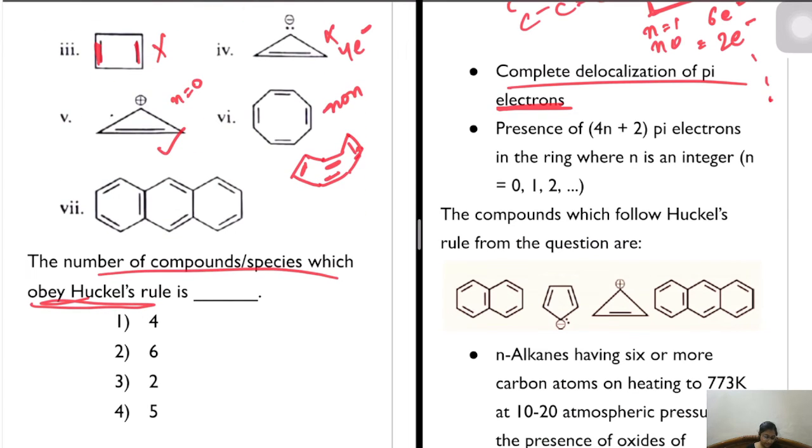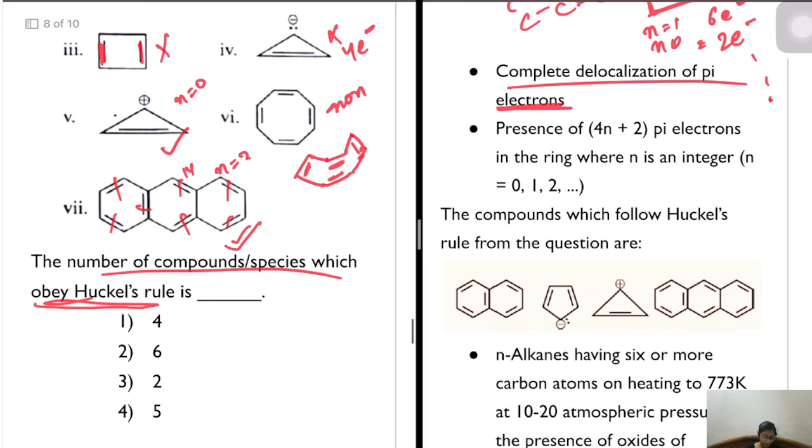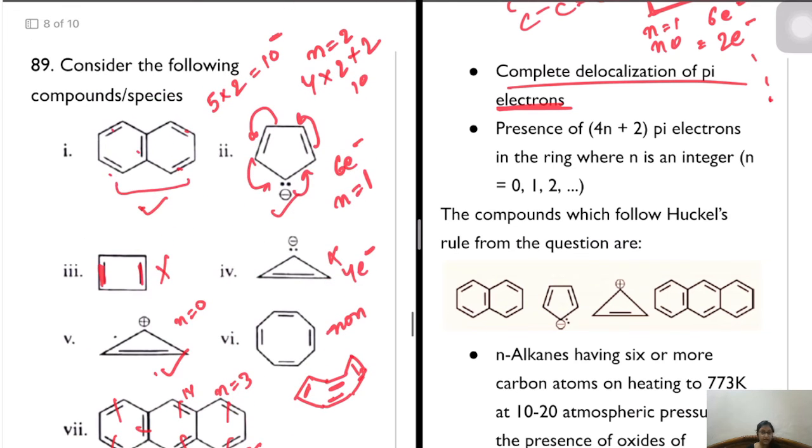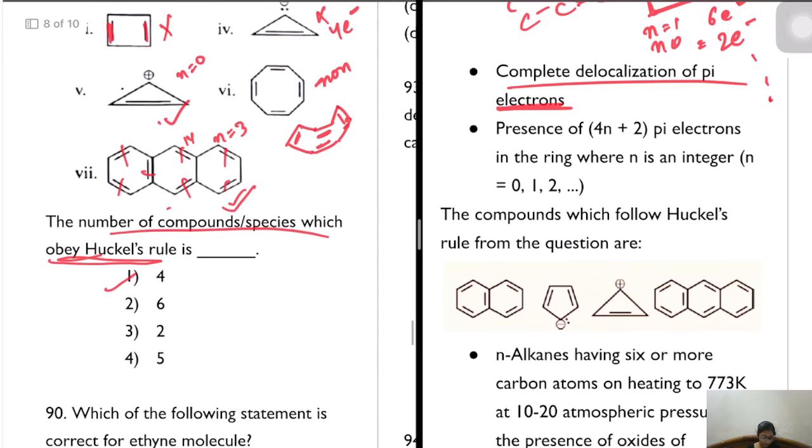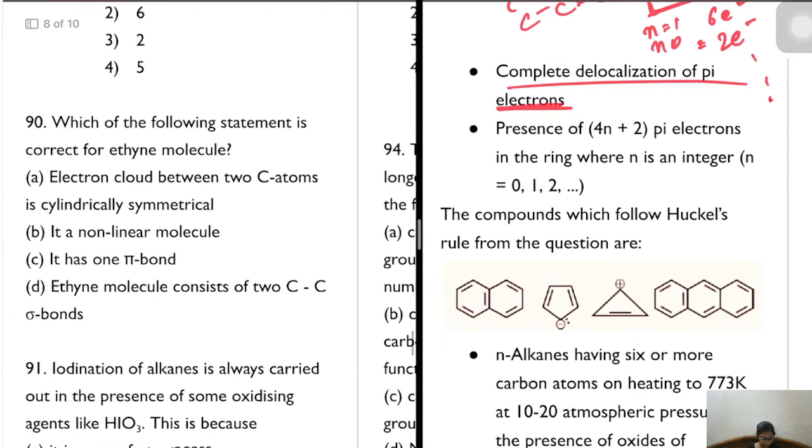This is also planar. It is delocalized, 1, 2, 3, 4, 5, 6, 7 into 2, 14 electrons. That is n equals 3 here. So how many do we have now? We have 4: 1, 2, 3, and 4. So the correct answer is 4 here, that is option 1. Let's see the next question.